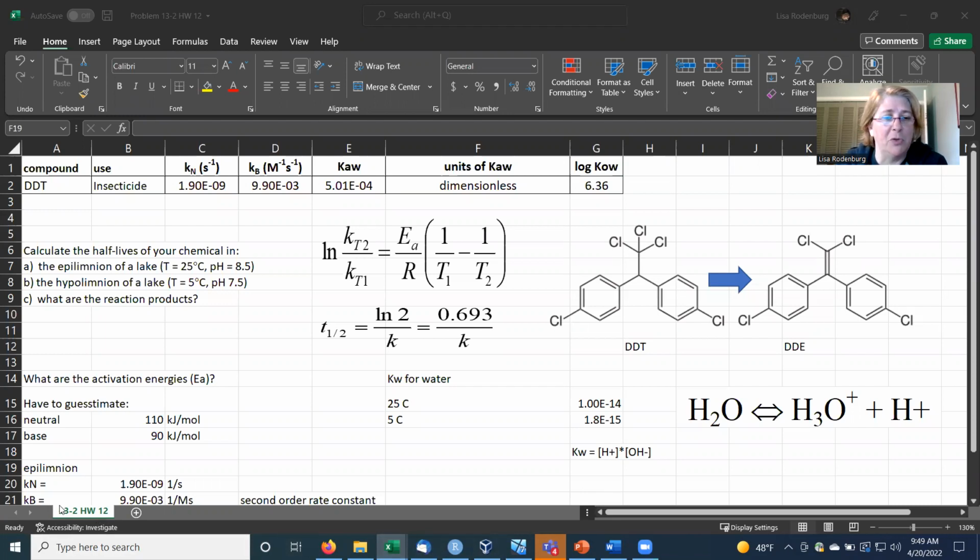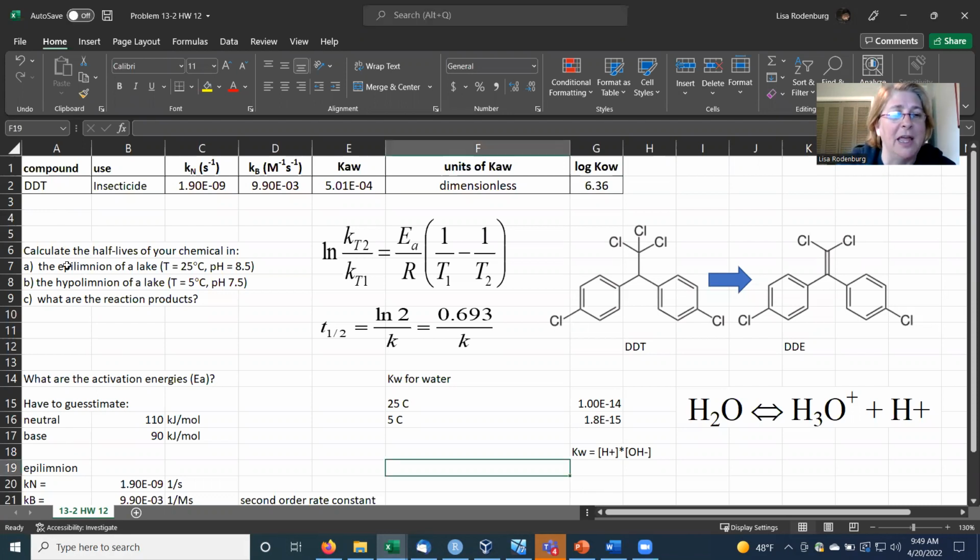Okay, today we're doing homework number 12, which is about hydrolysis. This is based on problem 13-2 from the textbook with some variations of my own diabolical nature. So the question here is, what is the rate constant or the half-life of your chemical in the epilimnion of the lake and also in the hypolimnion of the lake?